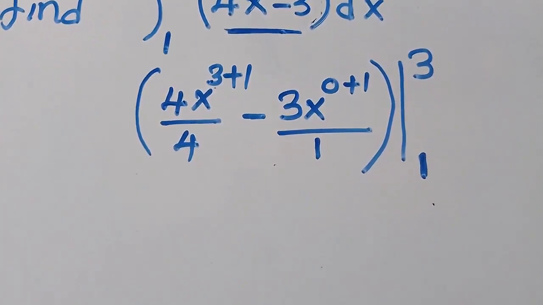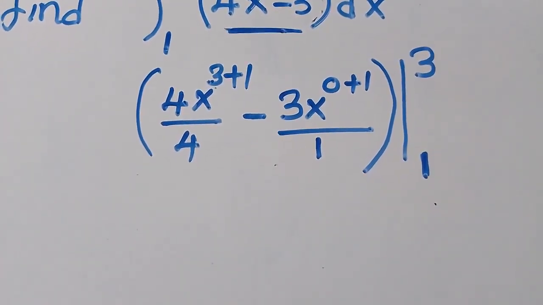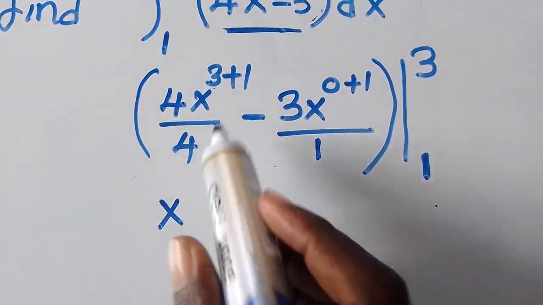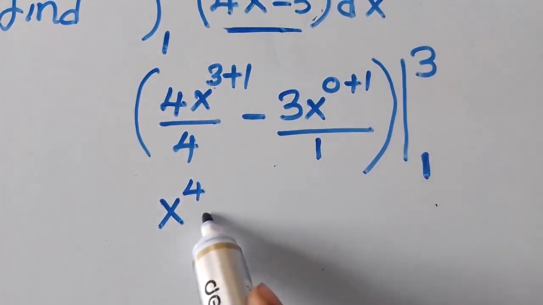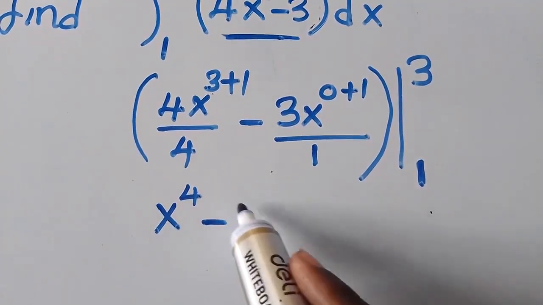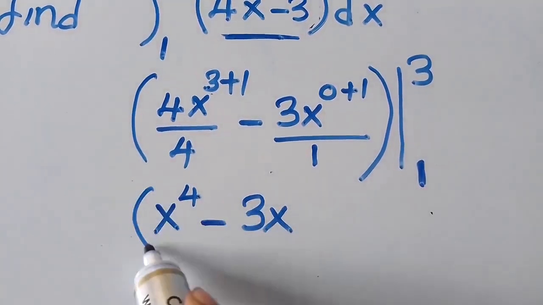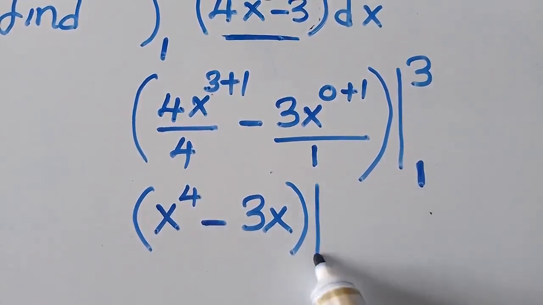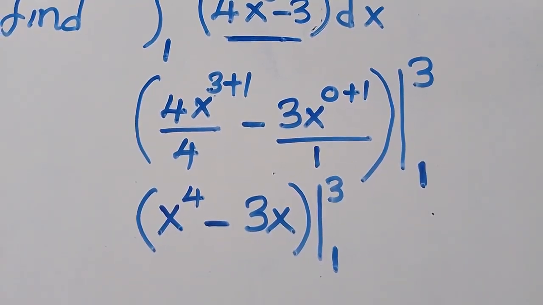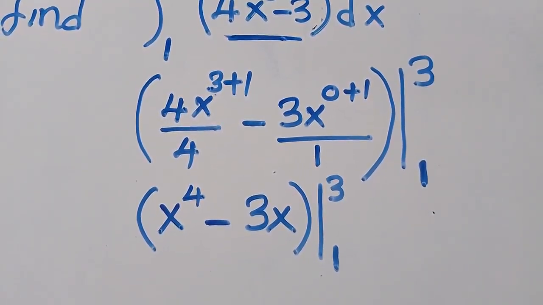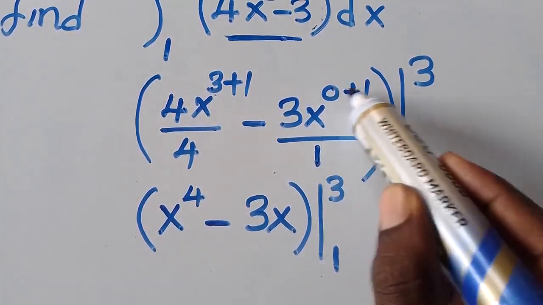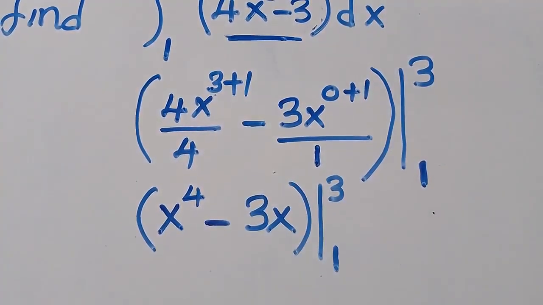This is what we are actually doing. These are able to cancel out, so you remain with x to the power 3 plus 1, which is 4. Then you say minus 3x. Then you put this in brackets, with upper limit 3 and lower limit 1. Here the 1 doesn't affect anything: 0 plus 1 is 1, so we don't include that part.